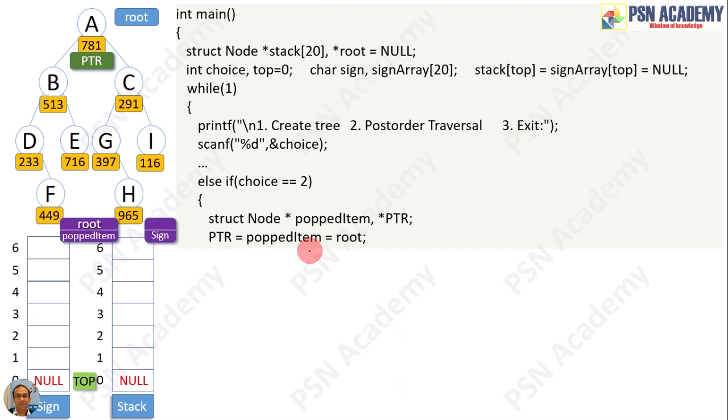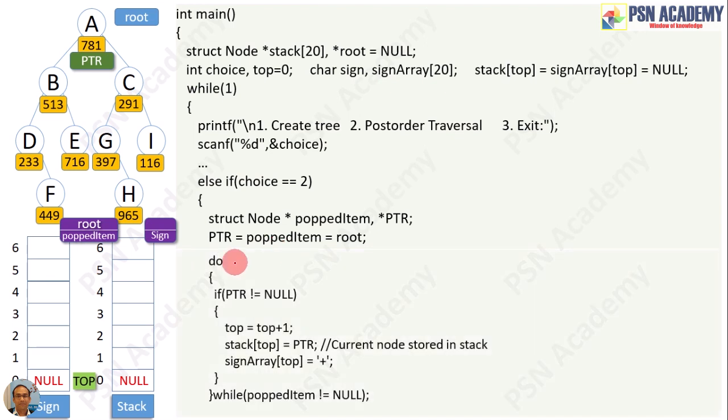In the previous video, I explained why the popped item has been initialized to root. Now we go for the do while loop for the traversal. First, you see that there is an if condition, that if PTR is not null, then you increment top. Top goes from 0 to 1. Then you store PTR's address into stack top.